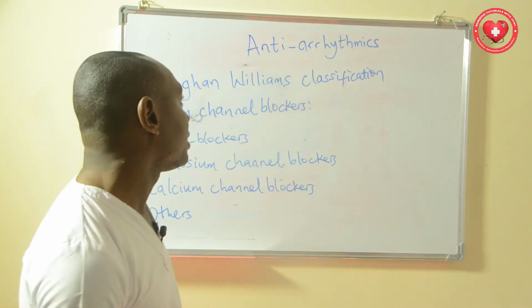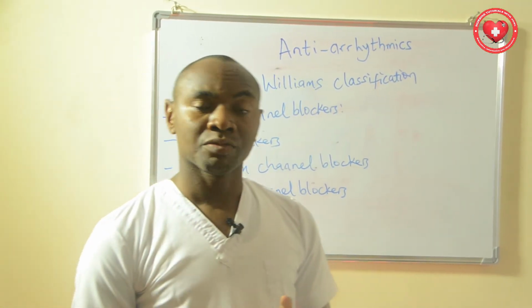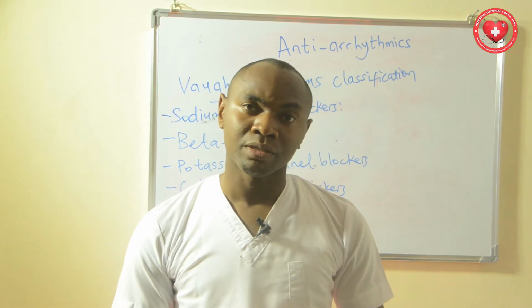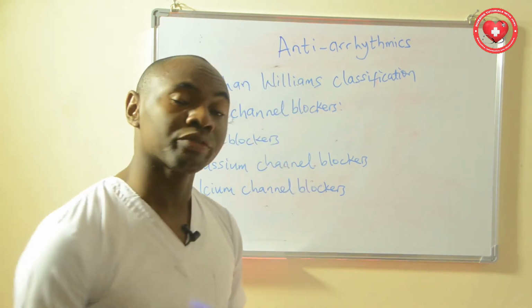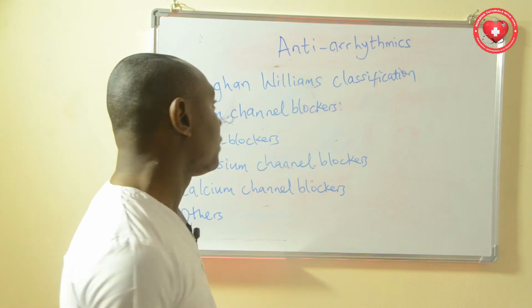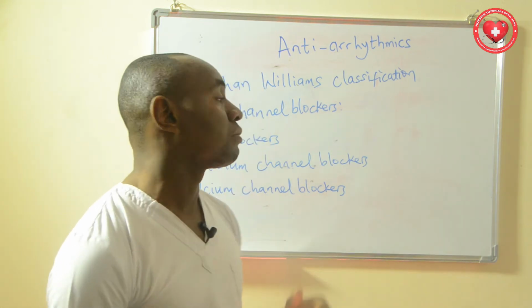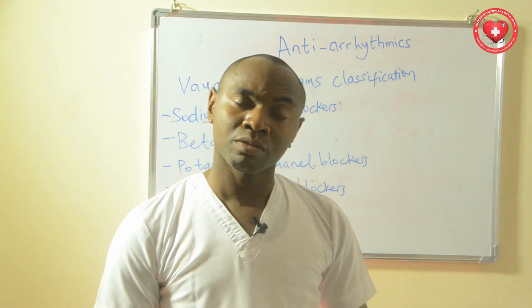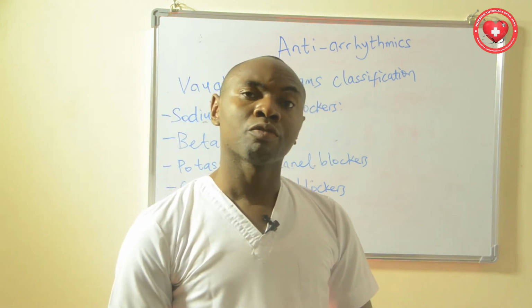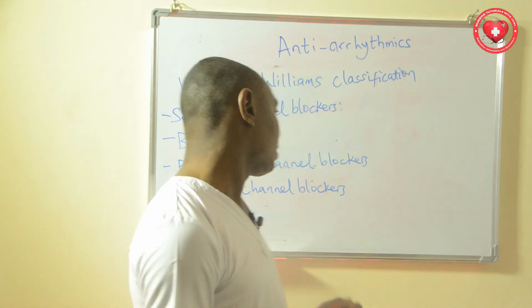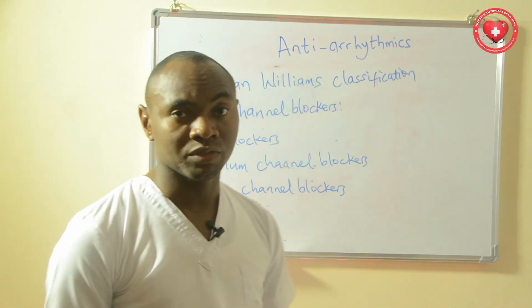Alright, so today we'll be looking at a classification of antiarrhythmic drugs used in treating arrhythmias. In the year 1970, Vaughan Williams was able to come up with a strong classification of antiarrhythmics, and they are in 5 classes.